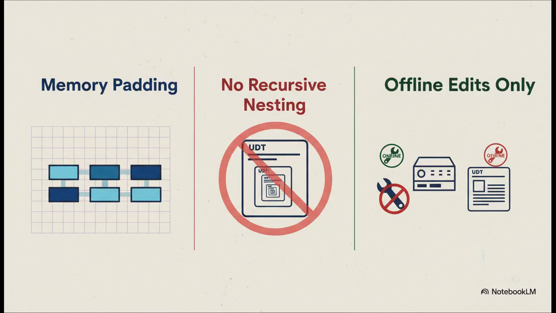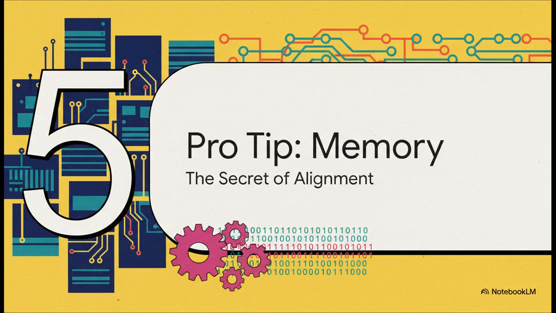Now, before you go nesting everything, there are a few important rules you gotta remember. The controller still pads memory, which we're about to talk about in a second. You can't nest a UDT inside itself. That would just create an infinite loop and break things. And, this is a big one, you have to be offline to change a UDT structure, so you need to plan ahead. And that brings us to the pro-level tip that really separates the experts from the amateurs, memory optimization.